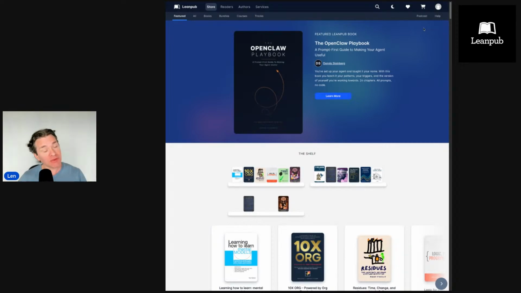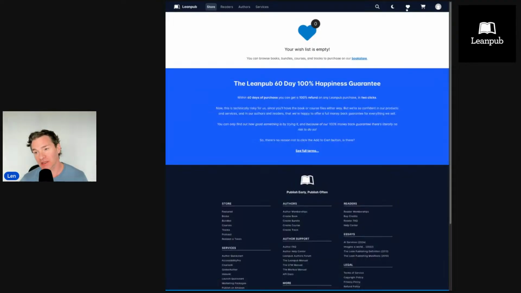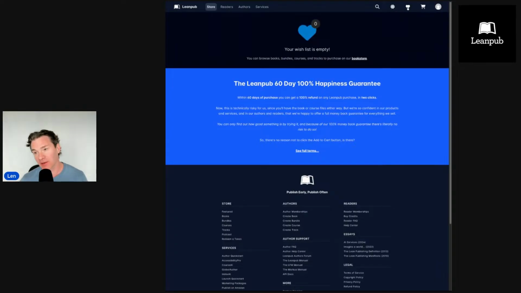If you find any issues with dark mode, please email us at hello@leanpub.com and let us know about them. Sharing a screenshot would really help. We've had a couple of issues reported to us about the wish list and things like that. That should all be fixed right now. But yeah, so we've got dark mode.